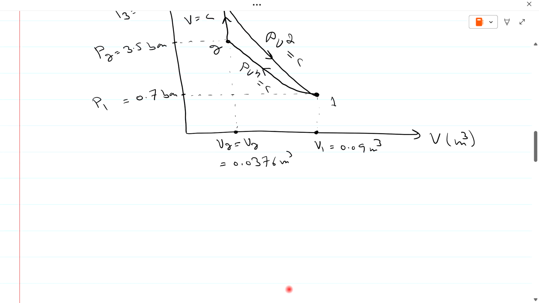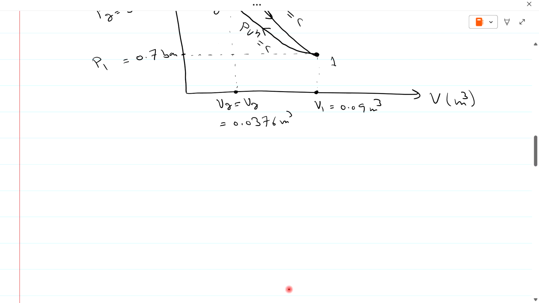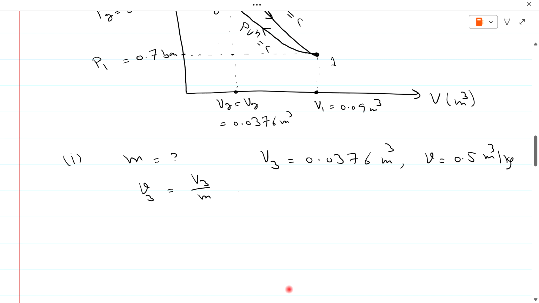Now the first requirement is mass. First, we need to find the mass. The total volume at state 3 is 0.0376 cubic meter and the specific volume at state 3 is 0.5 meter cube per kg, which are known. So from these values we find mass, as we know that specific volume is equal to total volume divided by mass. Rearranging this equation, mass is equal to total volume divided by specific volume.